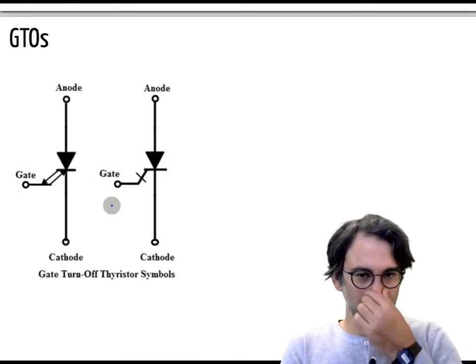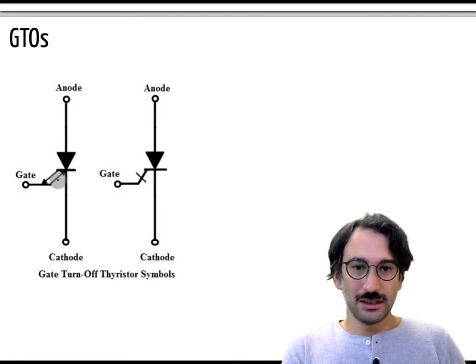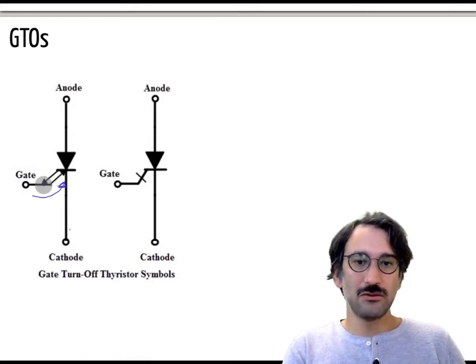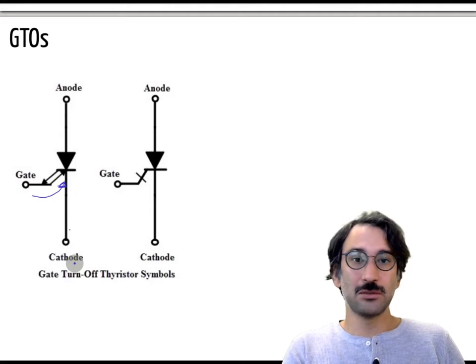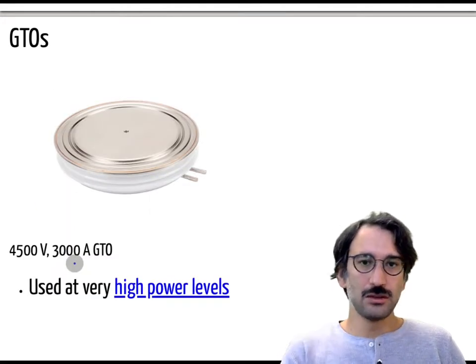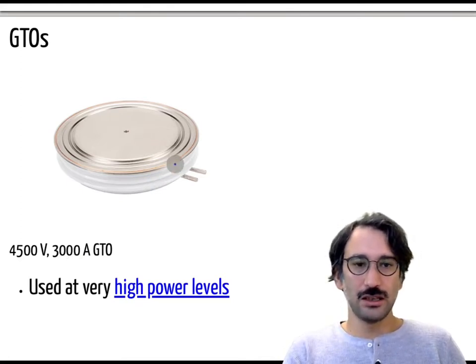Okay, so for gate turn off thyristors, the symbol is like that. If you apply a positive gate signal, yes, you can enable those thyristors. But if you apply a negative gate current, it is also possible to turn off those thyristors. Okay. So GTOs or gate turn off thyristors are usually quite large.